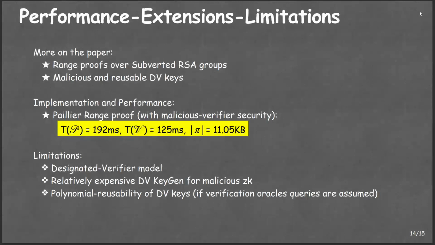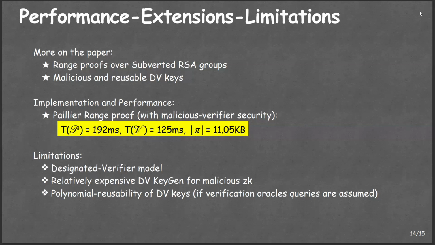So in the paper, we have, of course, more technical details. We have the range protocol that again works under subverted RSA groups. We take care of having malicious and reusable designated verifier keys. And we also have an implementation that shows that everything works pretty well. So for example, for a parallel range proof, we have a prover of 192 milliseconds, a verifier of 125 milliseconds, and a proof size of about 11 kilobytes.